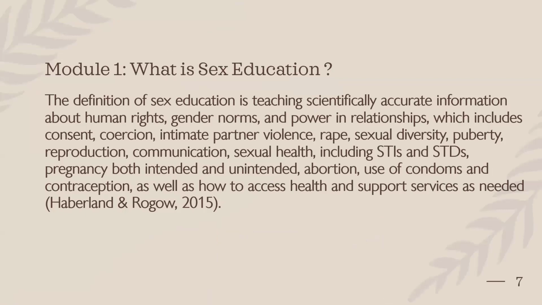Okay. So the definition of sex education is teaching scientifically accurate information about human rights, gender norms, and power in relationships, which includes consent, coercion, intimate partner violence, rape, sexual diversity, puberty, reproduction, communication, sexual health, and that includes STIs and STDs, pregnancy, both intended and unintended, abortion, use of condoms and contraception, as well as how to access health and support services as needed. And that's Haberlin and Rogo 2015. So essentially, all of that encompasses sex education.